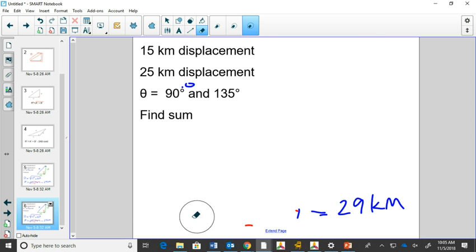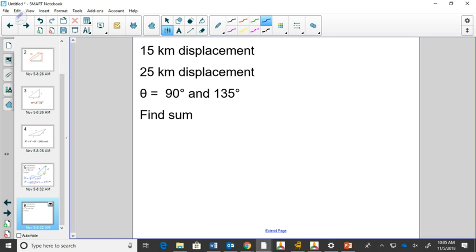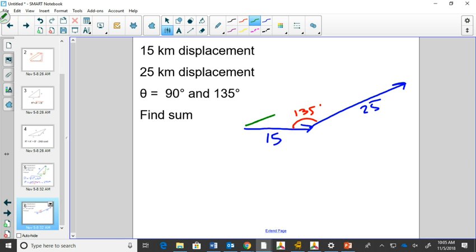Okay, so this time, instead of doing 90 degrees, we're going to do 135. So I'm going to draw my line. Again, we'll go 15 here. And then, again, approximately, this is going to be 135. Here is my R. That might be a little too big, actually, of an angle, but that's all right. There's my R. So what formula am I going to use to solve this R now?